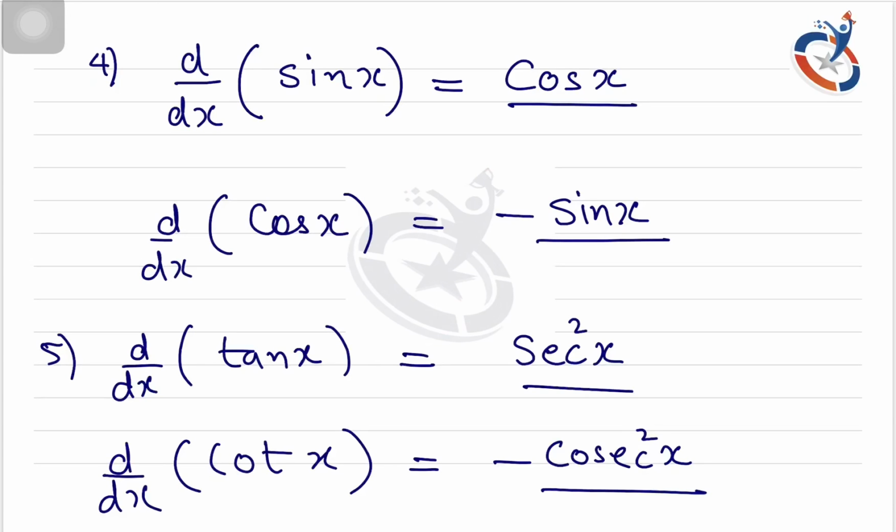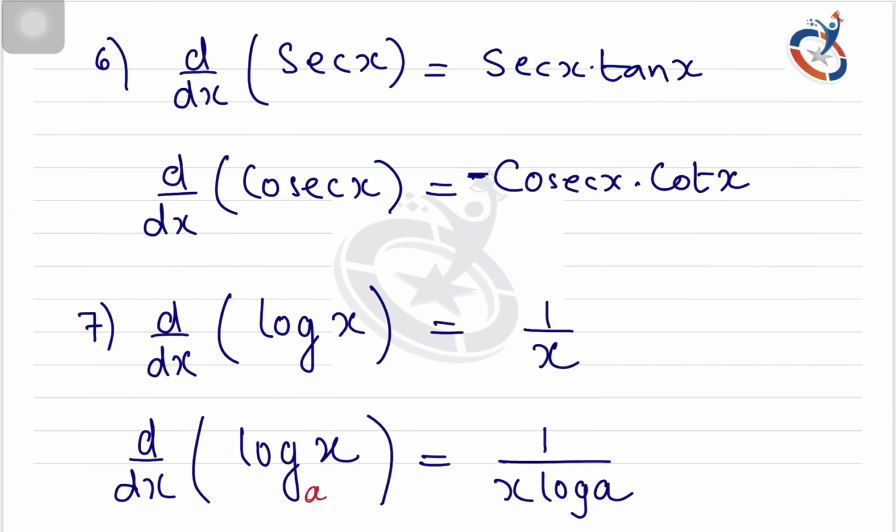Derivative of sin x is equals to cos x. Derivative of cos x is equal to minus sin x. Derivative of tan x is equal to sec square x. Derivative of cot x is equals to minus cosec square x. Derivative of sec x is equals to sec x into tan x. Cosec x का derivative is minus cosec x into cot x.